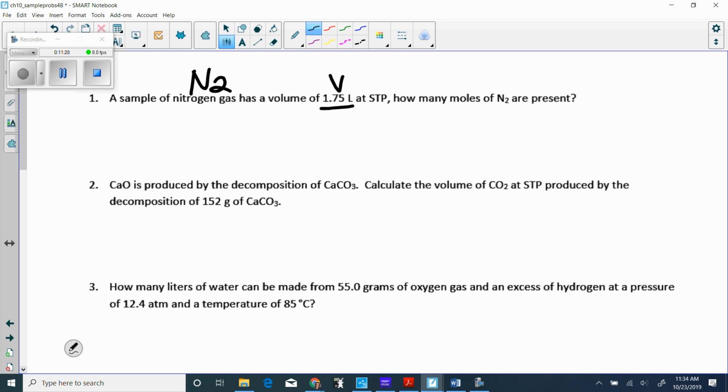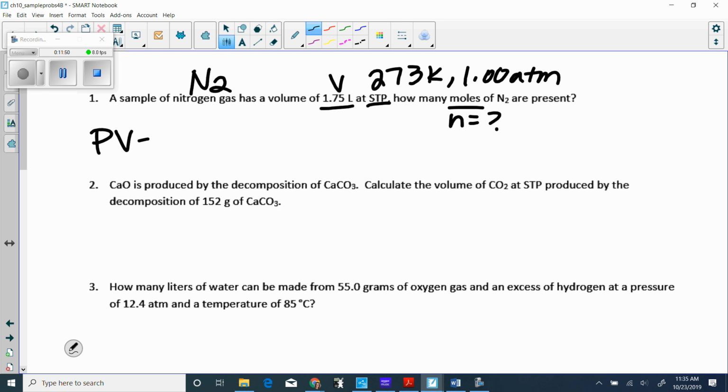I'm a bad reader, so I like to underline things as I read. STP means that my temperature is 273 and my pressure is 1 atm. How many moles of nitrogen are present? When it's at STP, we can do a shortcut. Only if it's at STP.